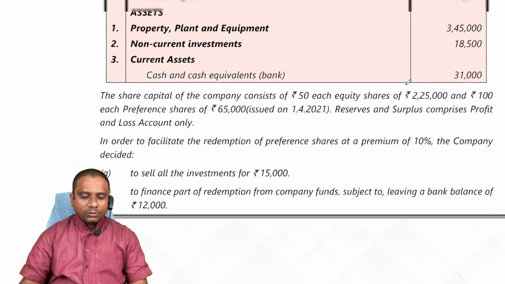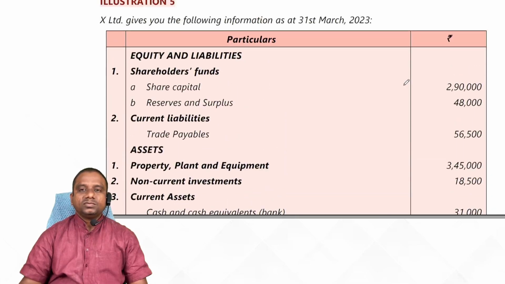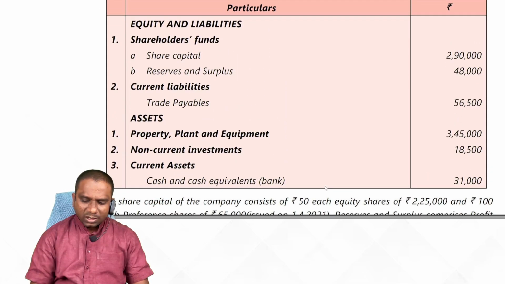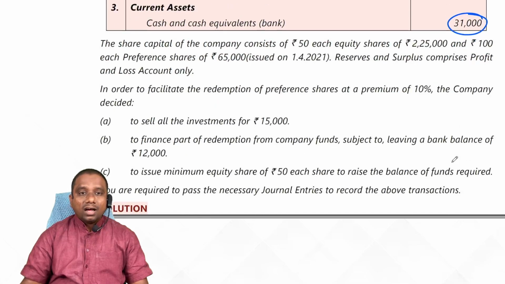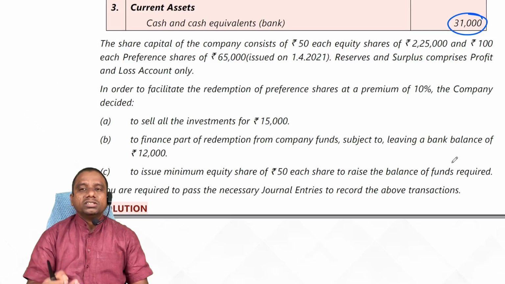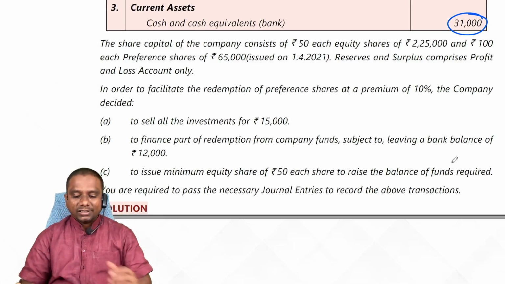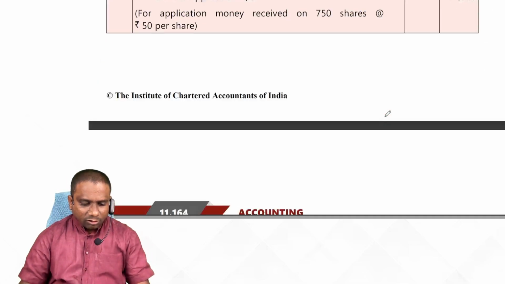Look at this problem once. In this problem, we have a cash balance of 31,000. They are giving information regarding how we arrange funds for redemption. In that case, first we have to check the cash. Observe, in this case, they have given one working note.